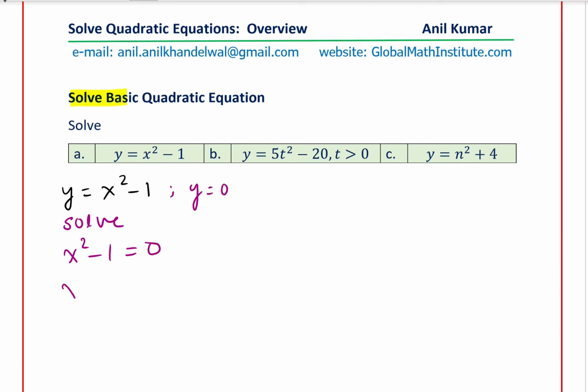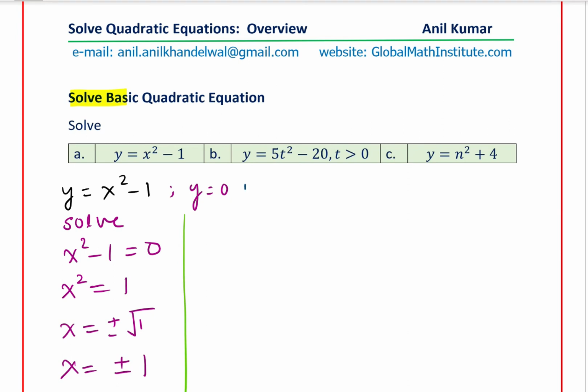So the x value which makes it 0 will be, we could rearrange and write it like this, x will be square root of 1. Whenever you do square root, you have to write plus and minus. So we get two solutions, which are plus and minus 1. So that is how you're going to solve it. Is that clear to you? Perfect.